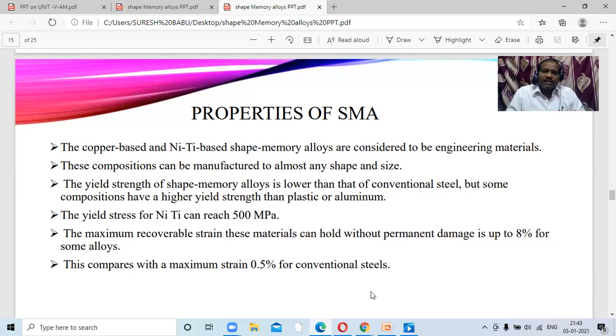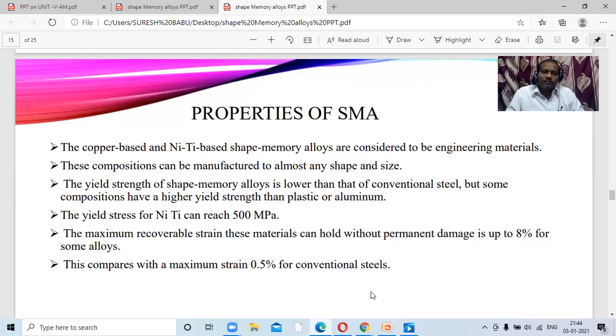Next, yield stress for nickel titanium can reach 500 megapascal. That is another numerical value. That means if the above point is observed, the yield strength that a shape memory alloy with nickel and titanium composition can withstand is 500 megapascal.